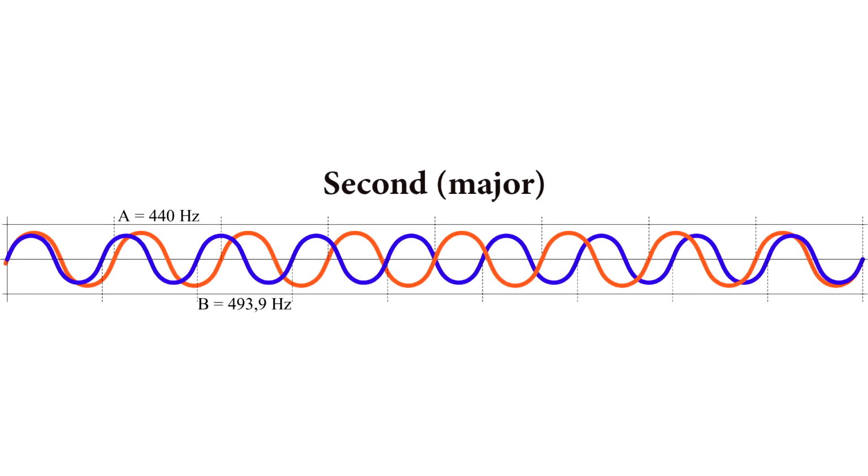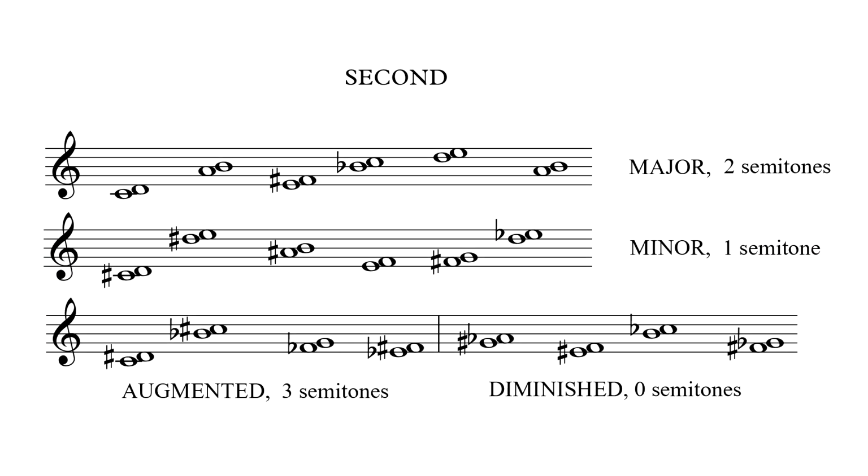The second. A second can be major, minor, augmented or diminished, and it's a dissonant interval. The best way to analyze an interval is to start from the diatonic scale and then to take into consideration the alterations made with key signatures.